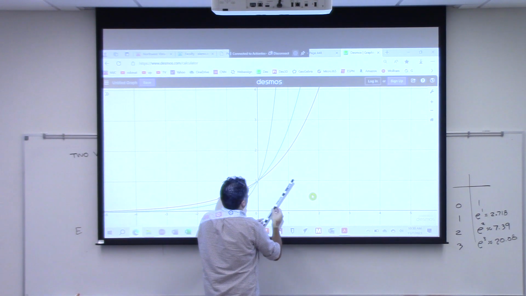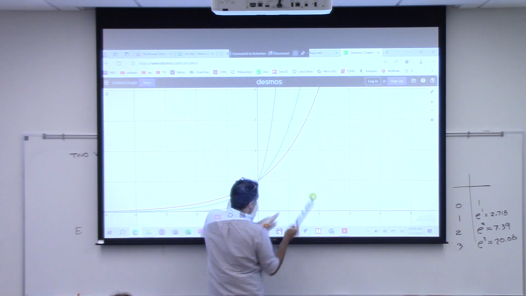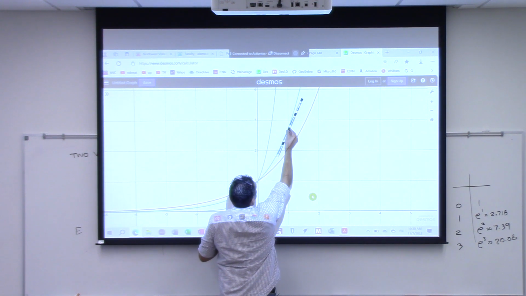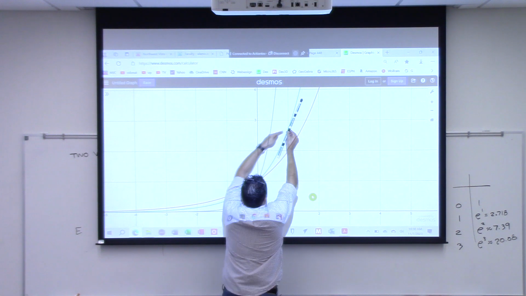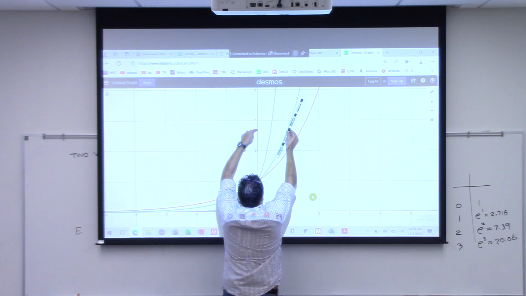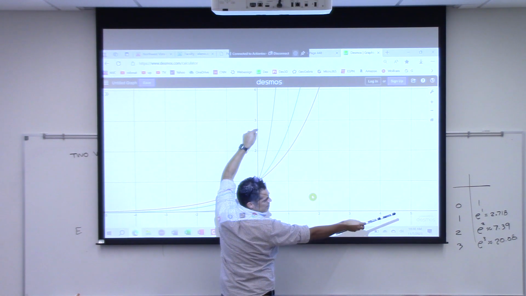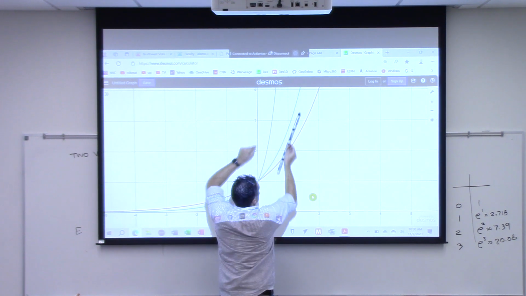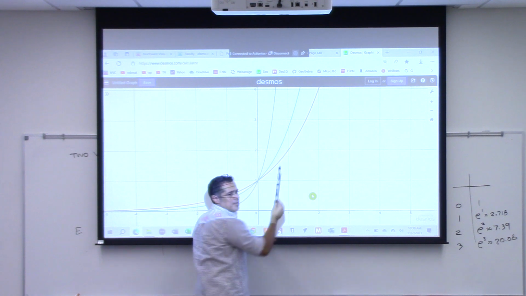If I go to the green one, though, at 1, if I go to that point right there, that slope of that line, guess what it is? Whatever that y value is. What's that y value? At 1, where were we? 2.7. So the slope of that line is 2.718.